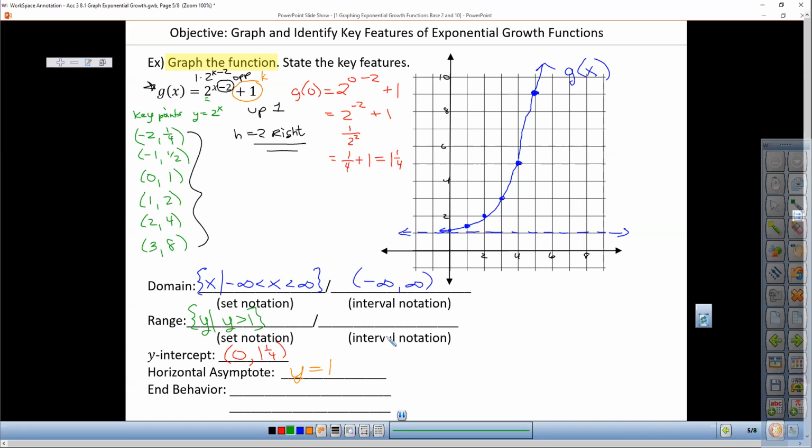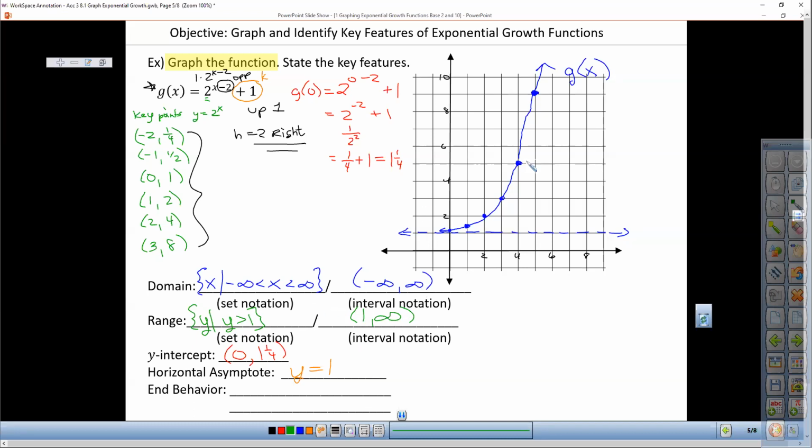And remember that with interval notation, we go least to greatest. And so for the y's, that's bottom to top. So we start at the 1 and we go all the way to the top, which is our infinity for y. So 1 comma infinity. We use parentheses because 1 is not included in the range because it's the asymptote number. And the asymptote is not part of the function. That's why it's dashed.